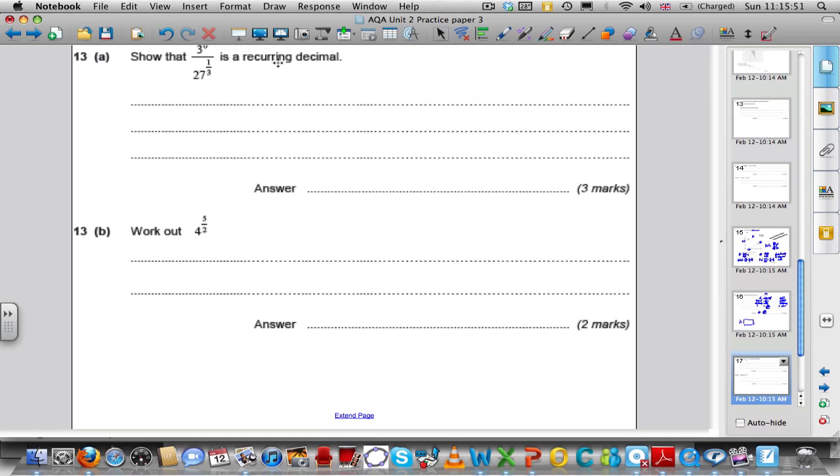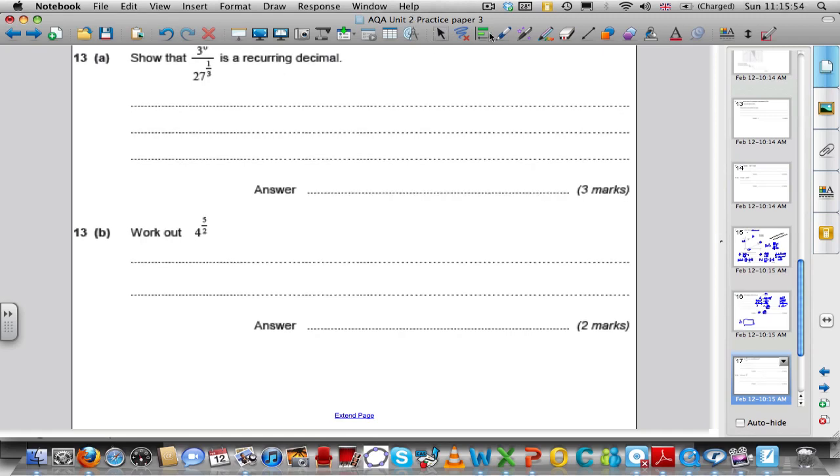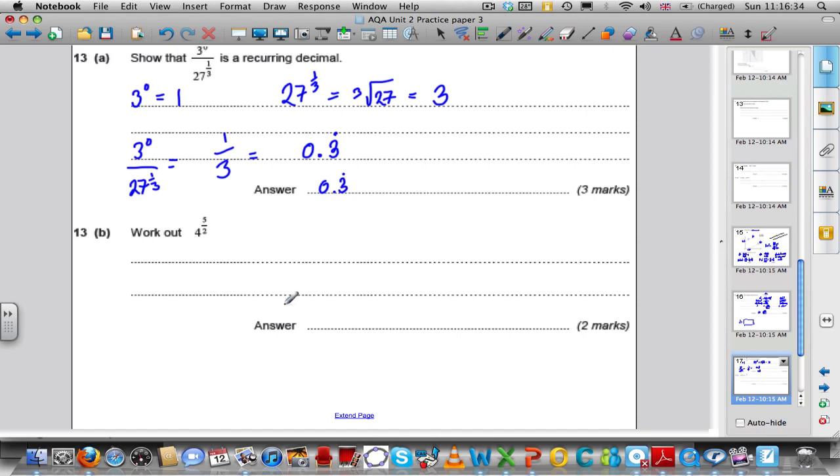Question 13. Show that the following is a recurring decimal. Well, it sounds hard, but actually it's not too bad. Let's work out what each thing on the top and bottom of the fraction means. 3 to the 0 is 1, because anything to the power of 0 is always 1. 27 to the third means, and you need to know this, the cube root of 27, and the cube root of 27 is 3. So this fraction, 3 to the 0 divided by 27 to the third, simplifies to 1 over 3, which you know is 0.3 recurring. So you could just write 0.3 recurring in here.